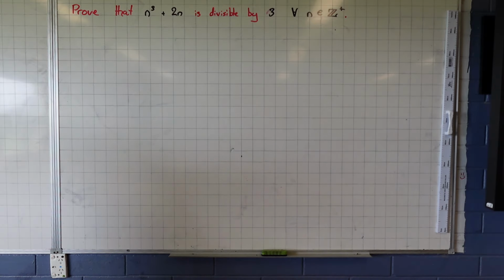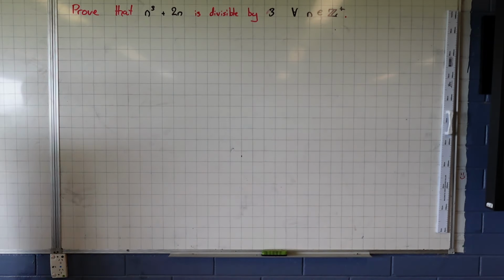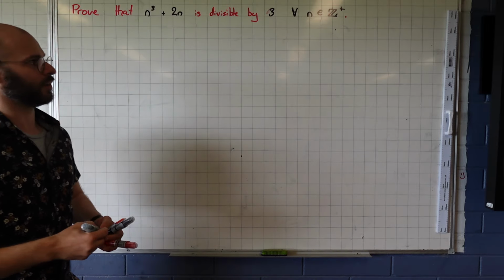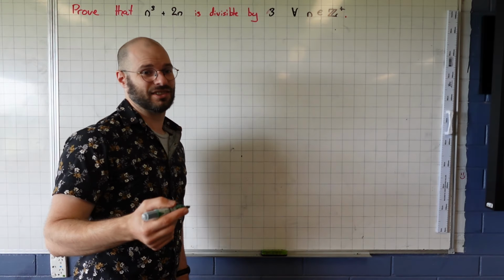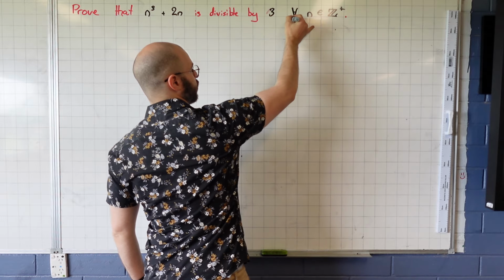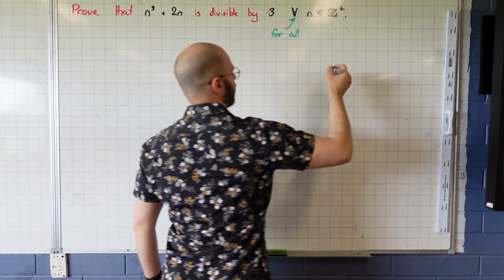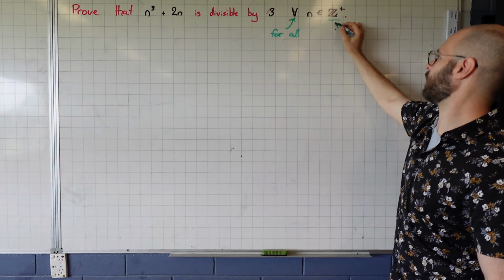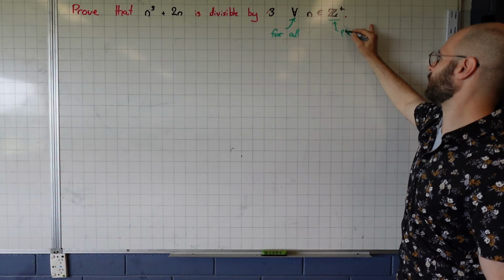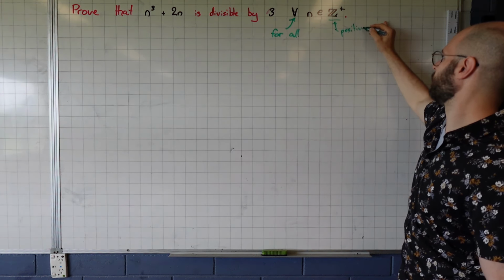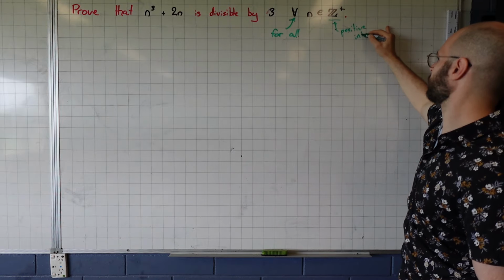So we want to prove that n cubed plus 2n is divisible by 3 for all possible values of n that are integer values. So this means for all, do we all remember that? And this means integer values, or in our case positive integer values.